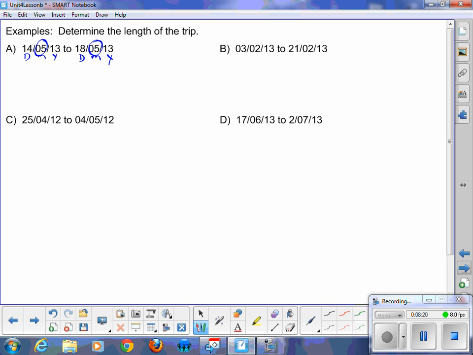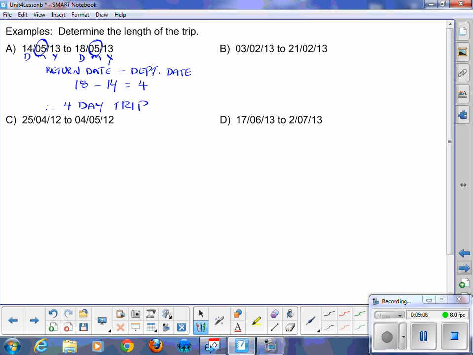It's not too bad when the month stays the same. So we're staying in the 5th month. So that's nice. So forget about subtract, just return date minus departure date is what we'd call it. So in this case, we returned on the 18th. We left on the 14th. So it was a 4-day trip. 18 take away 14. So therefore, 4-day trip.